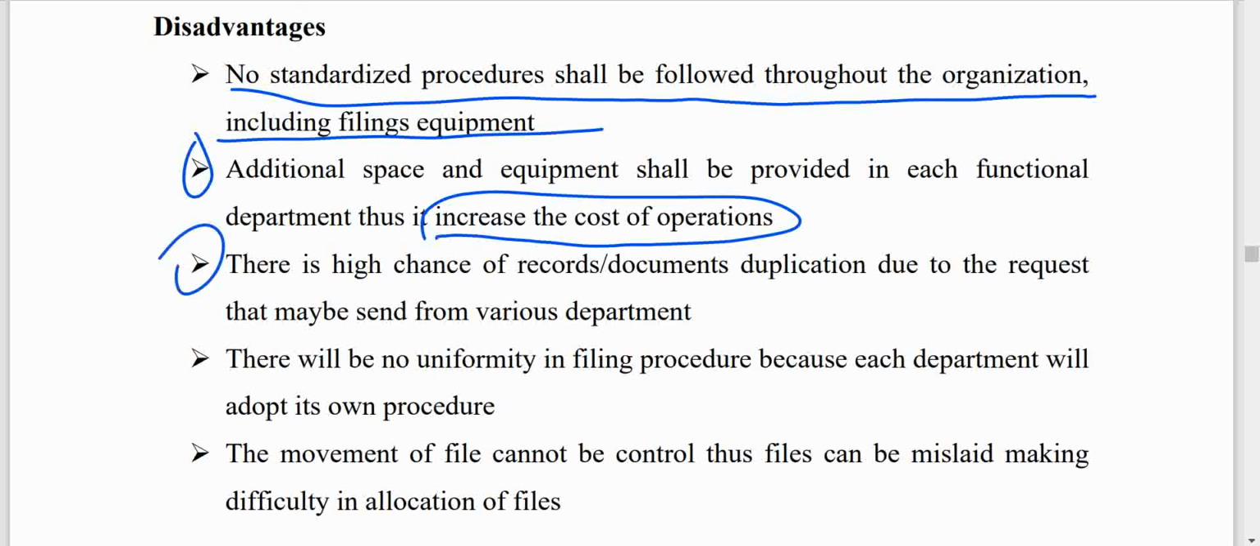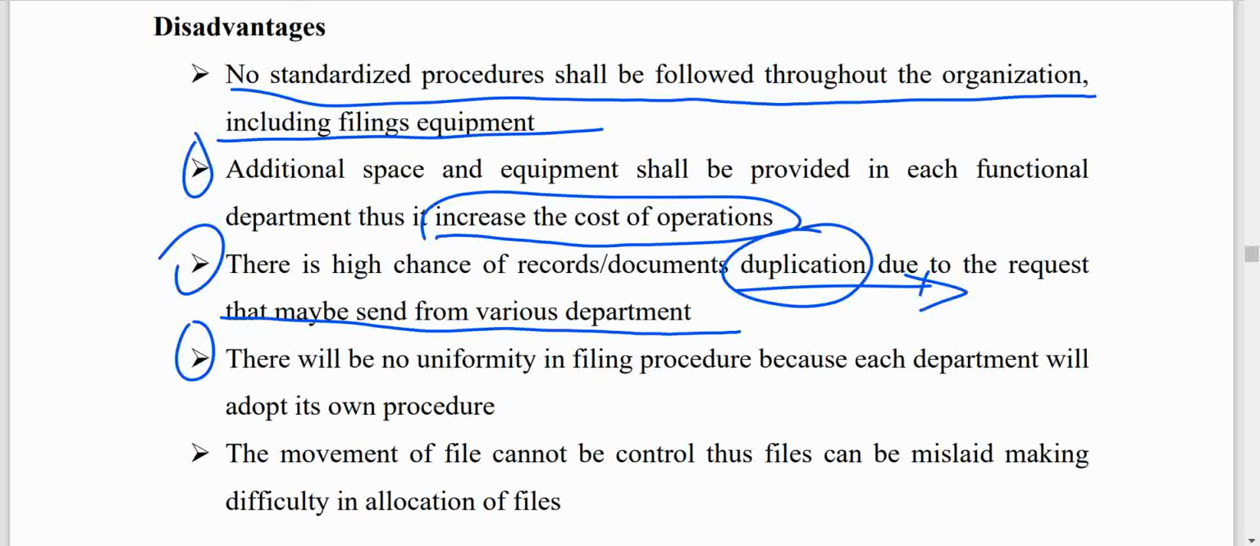Next, there is a high chance of record duplication due to requests that may be sent from various departments. If a doctor needs the records, they must be requested from all these departments at the same time. So what do you expect? Some of the departments may not produce the correct records. They may duplicate and submit something different. So that's a problem. Another thing is that there will be no uniformity in filing procedures because each department will adopt its own procedure. I've talked about that.